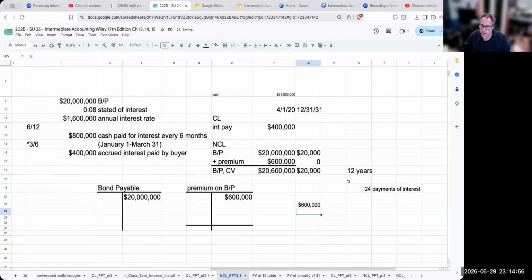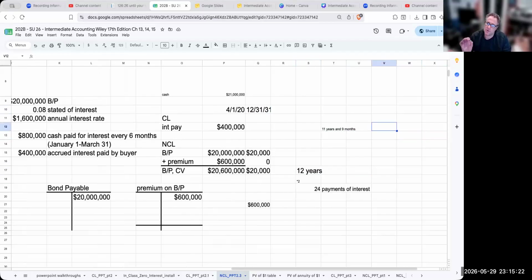However, we have a problem, right? Because this is not going to be outstanding for 12 years from the date of issuance. It's really going to be 11 years and 9 months. Okay. So why is that? Well, it's 11 years and 9 months because they prepaid for 3 months of it. So in terms of months, this is going to be 11 years times 12 months in a year plus the 9 months. So we're going to be amortizing this a total of 141 months.